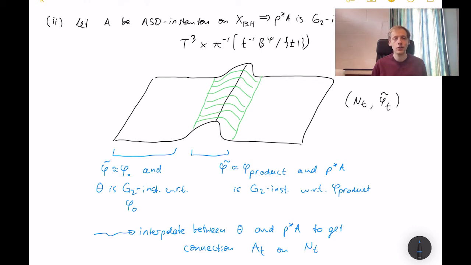Now this AT is not going to be a G2 instanton, because this time we made two kinds of errors. The first error that we made is the same that we made in the case of G2 structures. Namely, theta may be a literal G2 instanton with respect to phi 0, and P star A may be a literal G2 instanton with respect to phi product. But when we interpolate it in the middle, there is not going to be a G2 instanton. It may be close to a G2 instanton, but this is the first error we made.